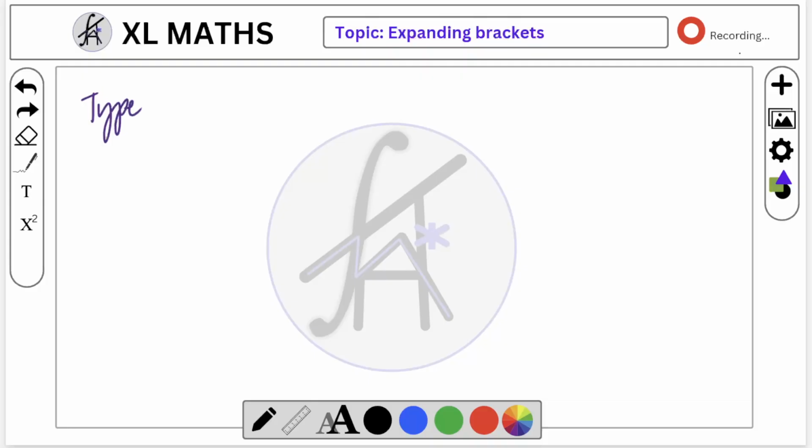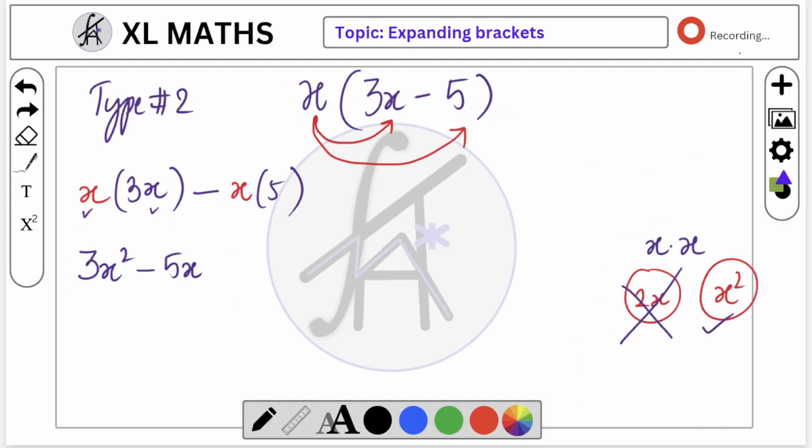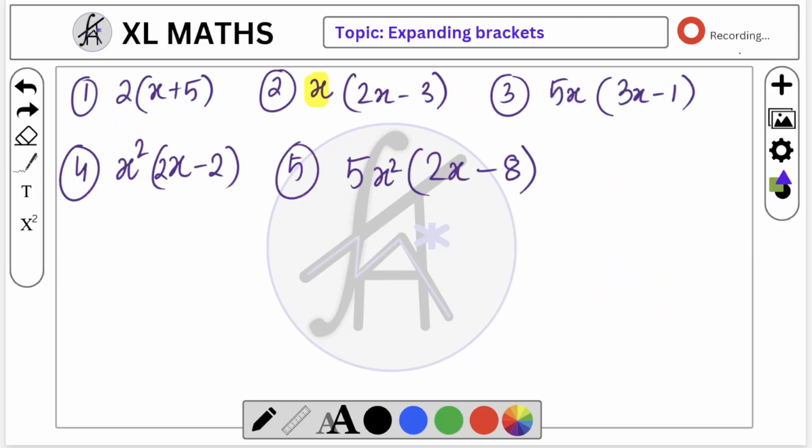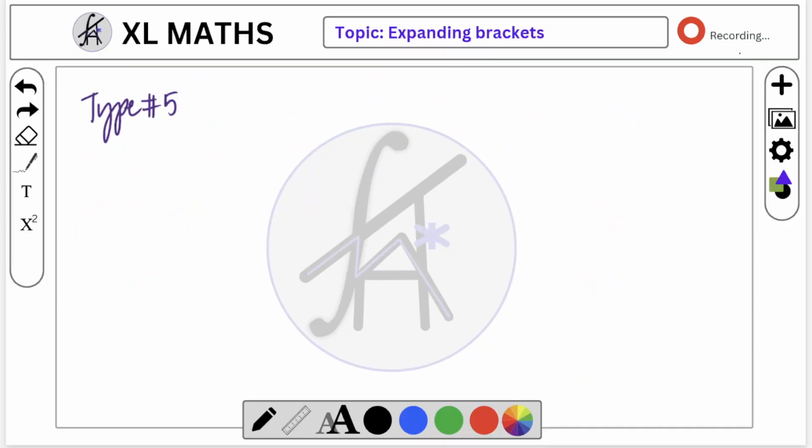Type 5, I guess. Type 5 is what's left. I think almost everything is done. Let me just check quickly. So type 1 we discussed, type 2 we discussed, type 3 we discussed, type 4 we discussed. Okay, we are taking the number with the variable. Okay, let's discuss this type as well.